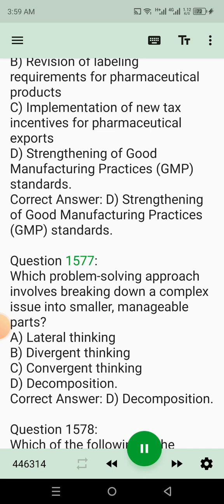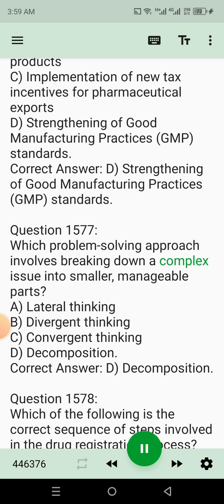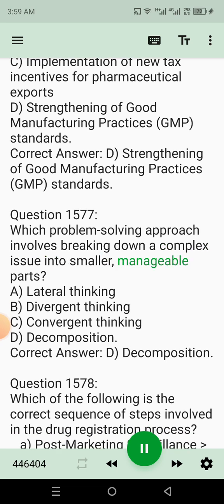Question 1577. Which problem-solving approach involves breaking down a complex issue into smaller, manageable parts?